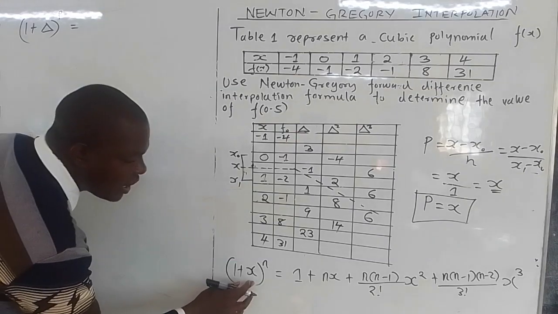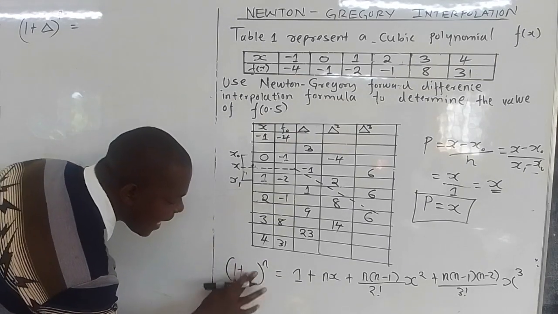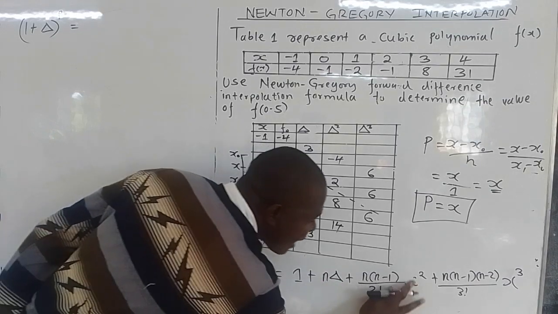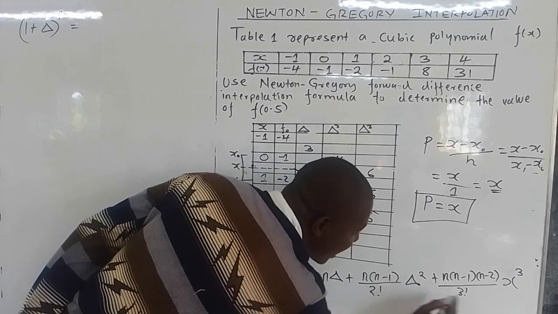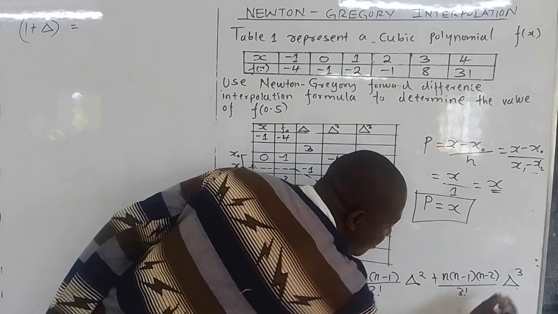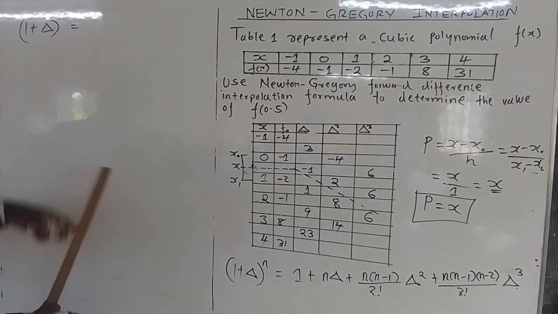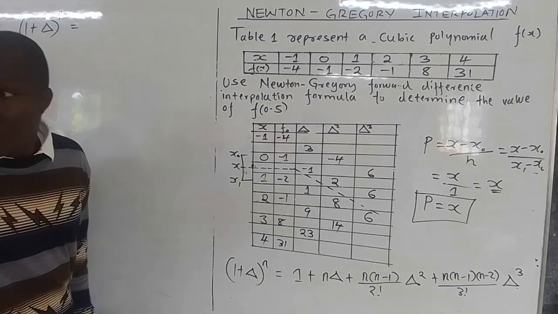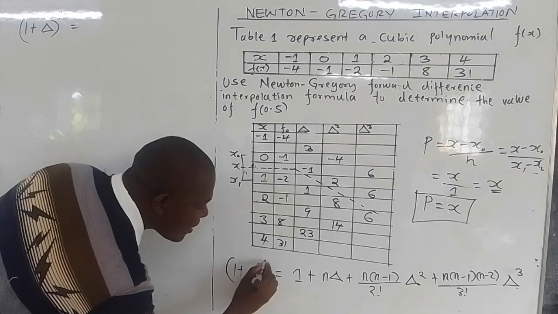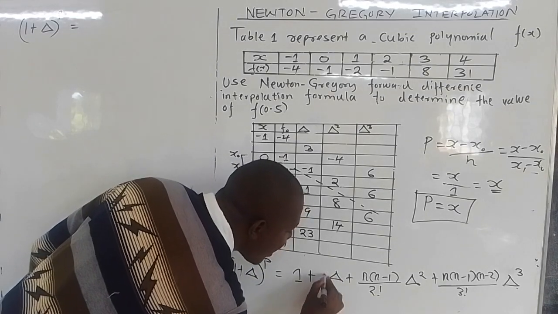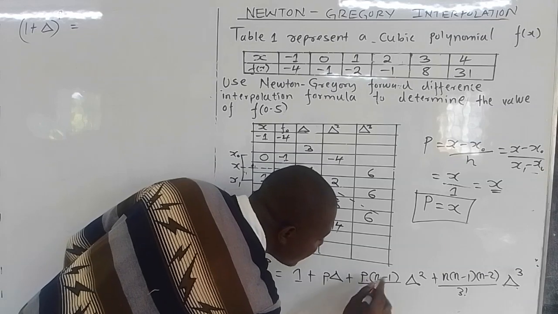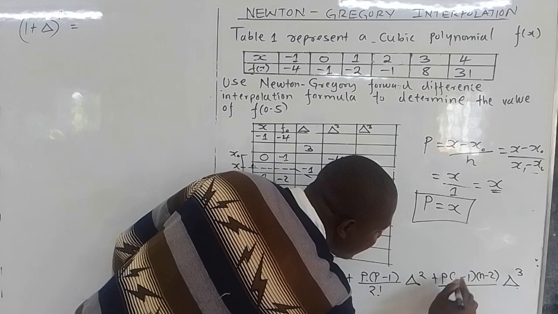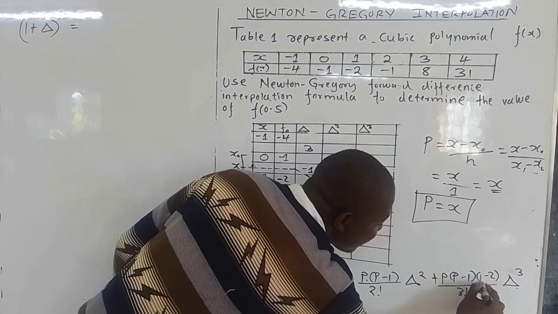So here, you see with me, where there is x, I put delta. So I have 1 plus delta raised to power n. But now we want power p, meaning where there is n, you put p. Anywhere you see n, you put p.